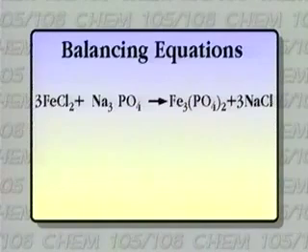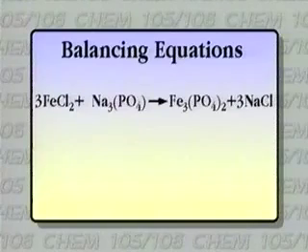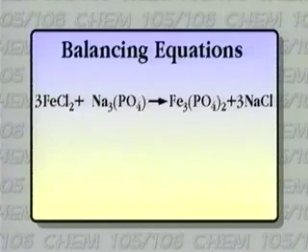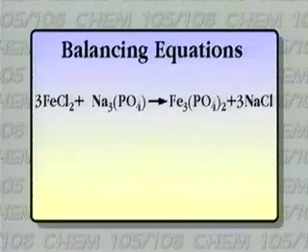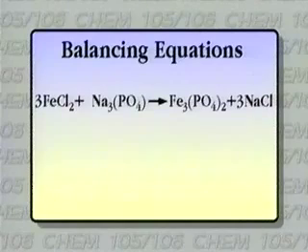Now, in this particular case, notice that we have a group here, and I'm going to put a parenthesis around it. Notice that the PO4 as a group hasn't changed from the reactant side to the product side. When we have groups, which we refer to as ions in many cases, or polyatomic ions, we can balance it as a group rather than as individual atoms, because as long as the group stays together, we have the same number of atoms of each present.